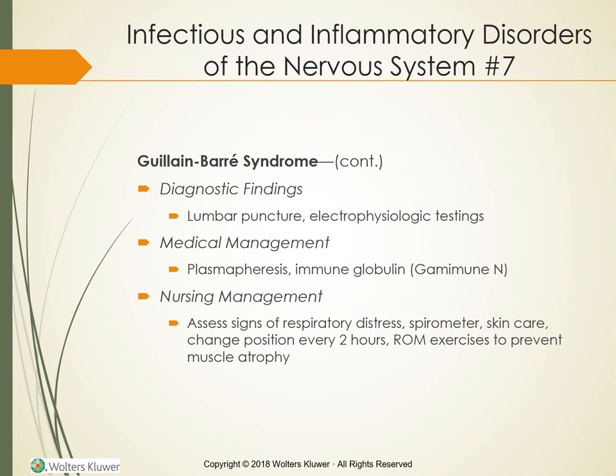The nurse observes the client closely for signs of respiratory distress, using a spirometer to evaluate the client's ventilation capacity. To assess for pneumonia, the nurse checks vital signs and lung sounds frequently. Because immobility incapacitates the client, the nurse provides meticulous skin care and changes the client's position every 2 hours. The nurse also helps the client perform active and passive exercises to prevent muscle atrophy. For further aspects of client care, see Nutrition Notes 37.1.